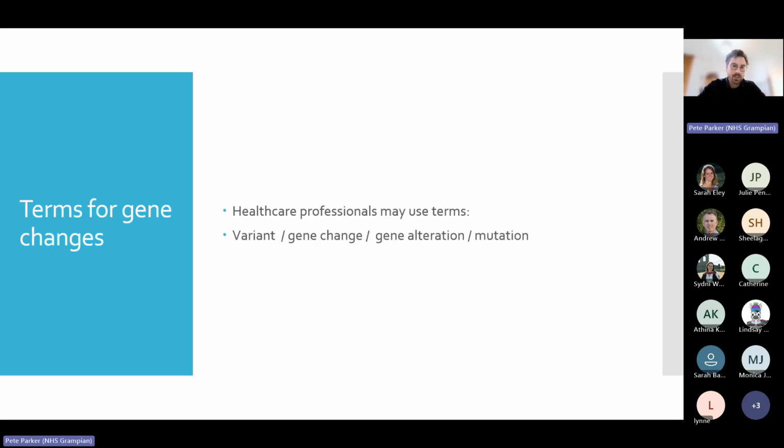So just a little bit about the terms for changes in genes. Some of these terms can be used interchangeably by healthcare professionals, which can make things a little bit confusing. Sometimes a change in a gene is called a variant. Sometimes it's just referred to as a gene change or a gene alteration. We generally don't use the word mutation anymore because some people might associate it with negative connotations. So we try to use variant, gene change, and gene alteration, but these all essentially would mean the same thing.